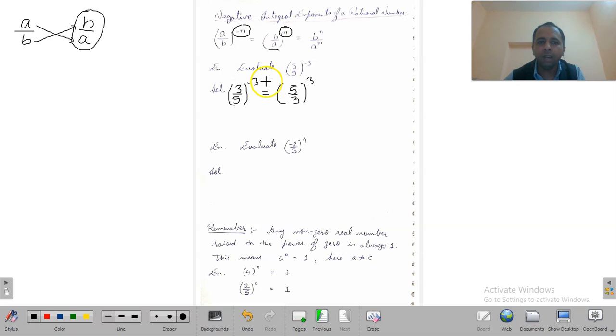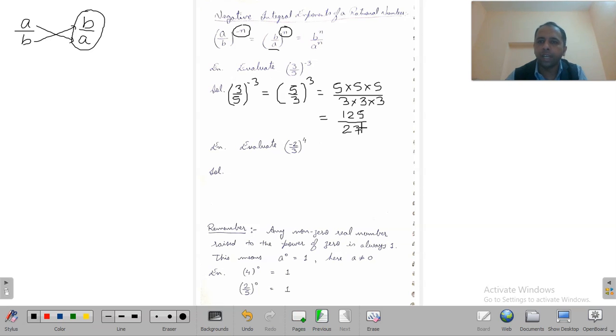So 3 upon 5 to the power minus 3 can be written as 5 upon 3 to the power 3. So it will be now 5 multiplied by 5 multiplied by 5 upon 3 multiplied by 3 multiplied by 3. And it will be how much? 5 multiplied by 5 multiplied by 5 is 125. And 3 multiplied by 3 multiplied by 3 is how much? 27. So it will be 125 upon 27.